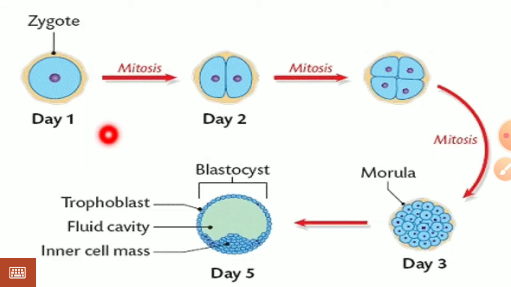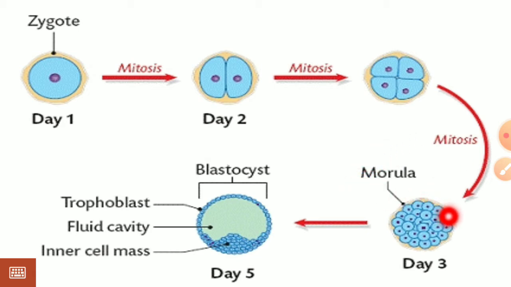Another diagram also shows the process of cleavage. It starts after the zygote forms, on the first day after fertilization, when the first mitotic division of cleavage begins. The zygote divides into two cells, and in the second cleavage the two cell stage divides into four. With further cleavage, the four cells become a 16 cell stage, and this stage is called the morula.